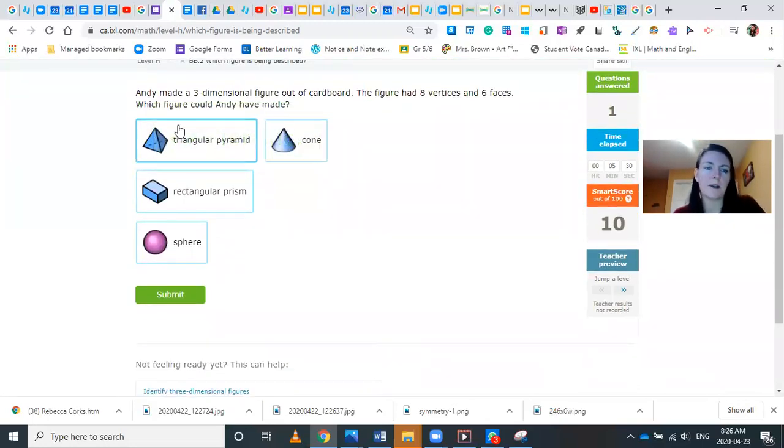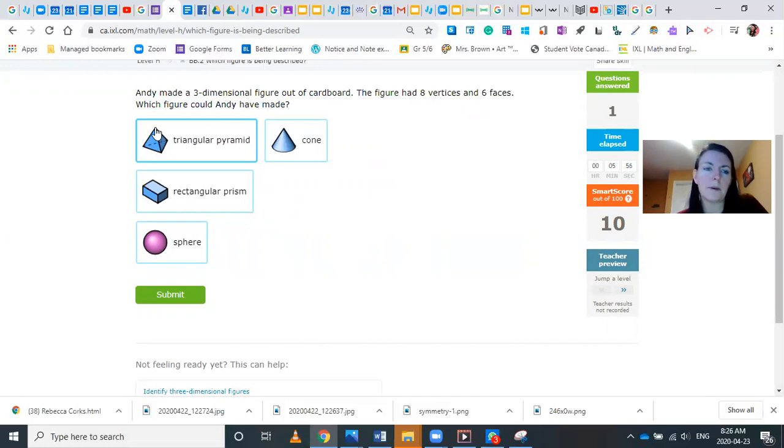Okay, let's go. Andy made a 3-dimensional figure out of cardboard. The figure had 8 vertices, those are your corners, and 6 faces. Which figure could Andy have made? Definitely not a sphere, there's no vertices, or a cone, the one at the top. So we're looking at these two. Let's look at the triangular pyramid. Let's go with vertices. I think that might be quicker, maybe. Either way, it doesn't matter.